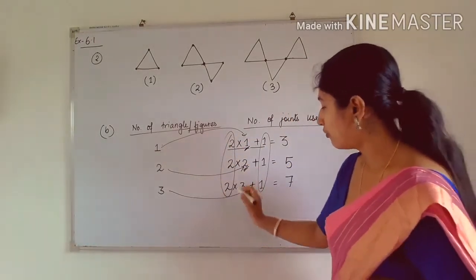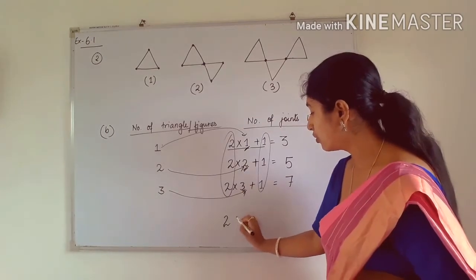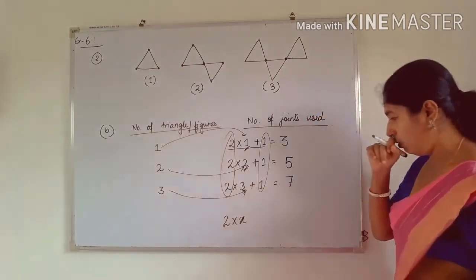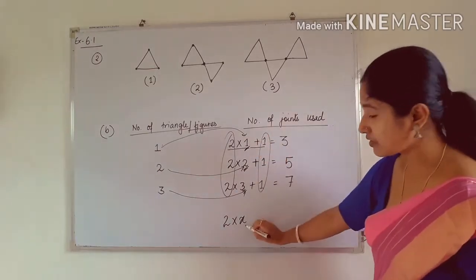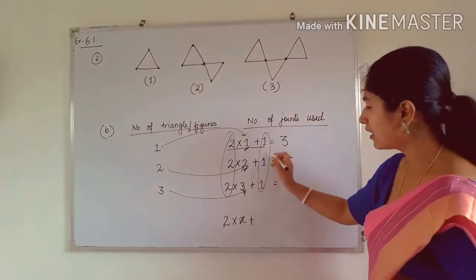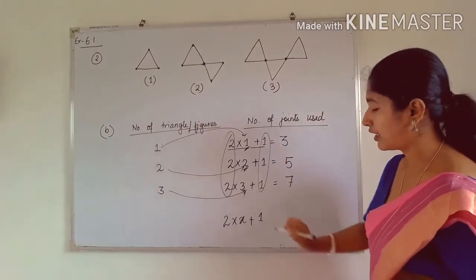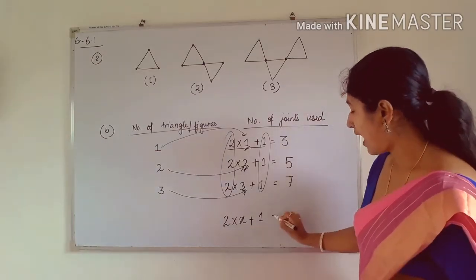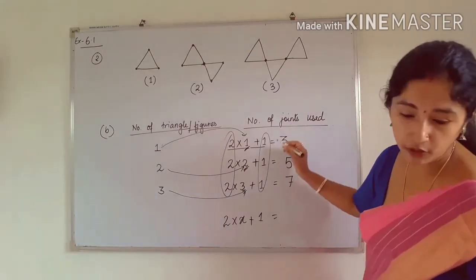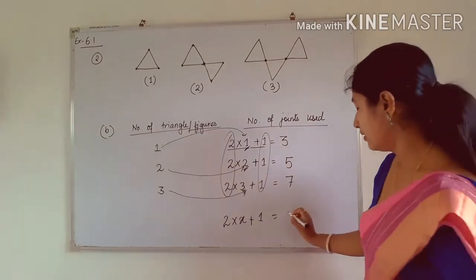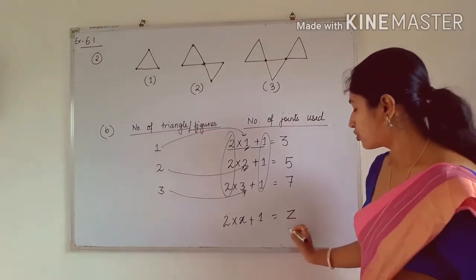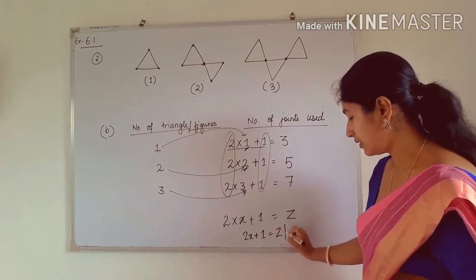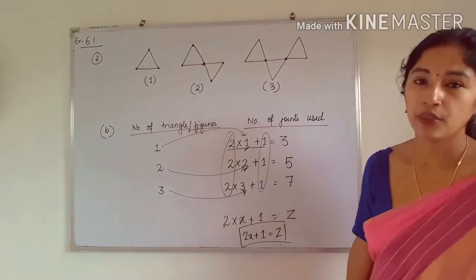So now we can write this one as 2 into, take it as x because it is changing. So we have to take it as a variable, plus this is again constant, so we have to take it as y. So 2 into x plus 1, and take the total number of joints. Here in the book it is written z. So you have to take z. So finally you can write 2x plus 1 is equal to z. This is the general formula.